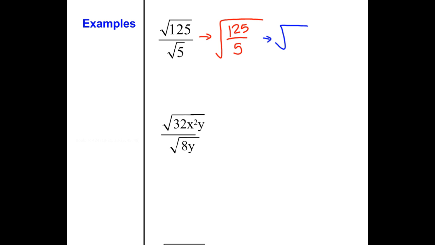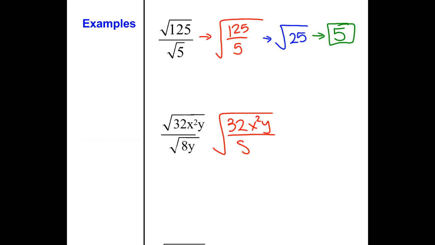Well, that's really just the square root of 25. And we all know what the square root of 25 is. That would be 5. All right, so I'm going to do the same thing with this next problem down here. I'm going to change this to be one big square root of 32x squared y over 8y. And the reason I'm going to do that is because I can simplify piece by piece again.